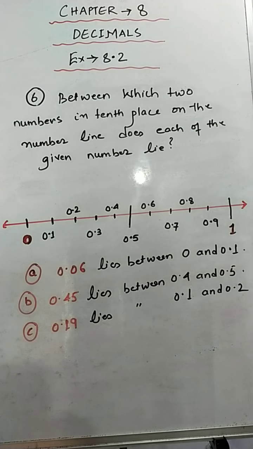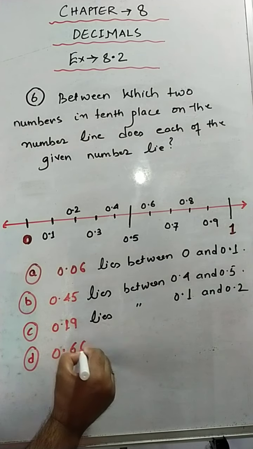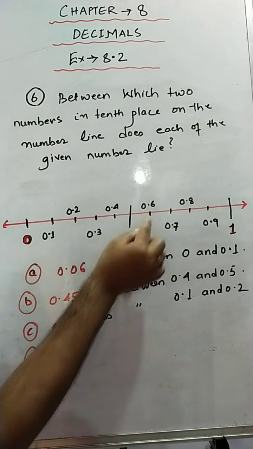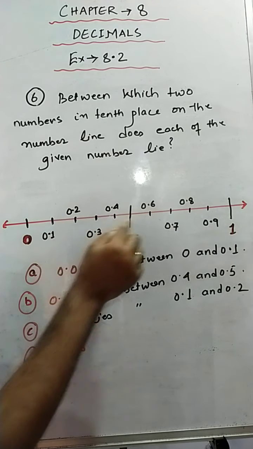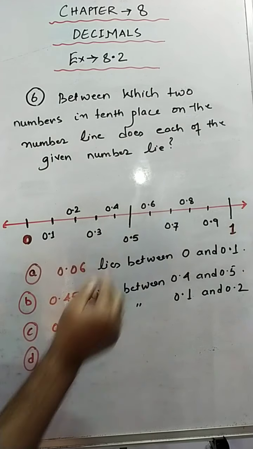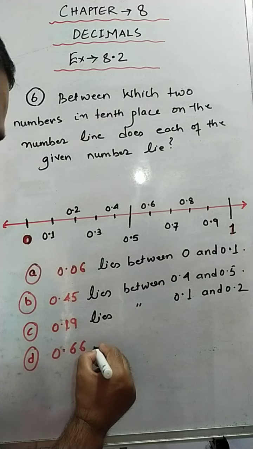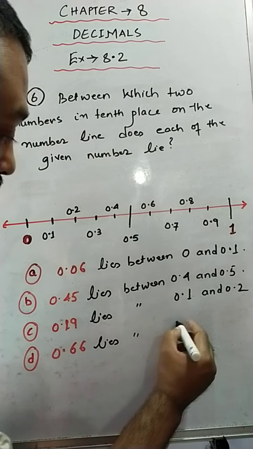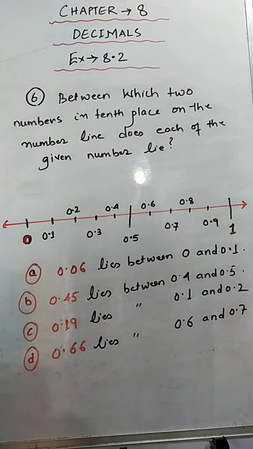Now number D. Number D we have 0.66. Now 0.66 will fall under which two tenth places? That means 0.6 and 0.7, isn't it? Somewhere here this number will fall. So we'll write 0.66 lies between 0.6 and 0.7.